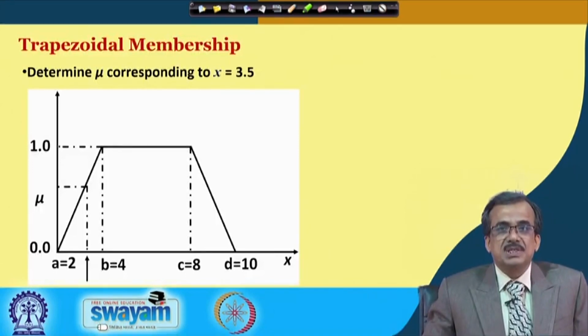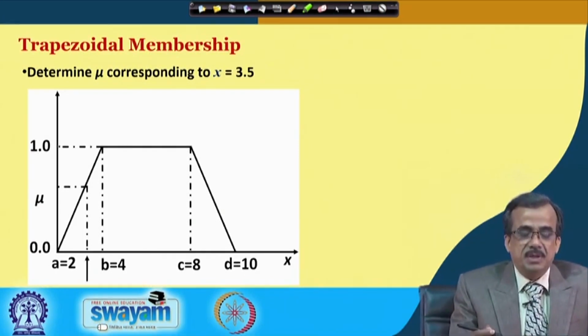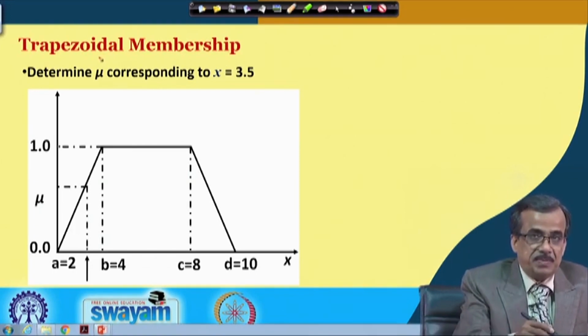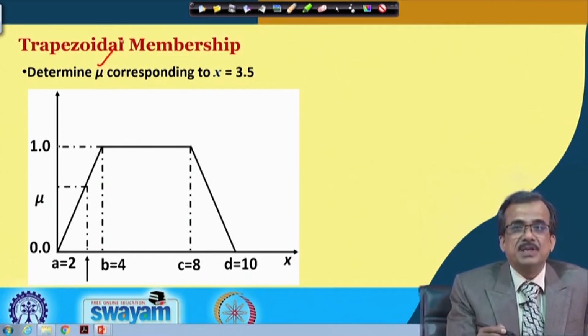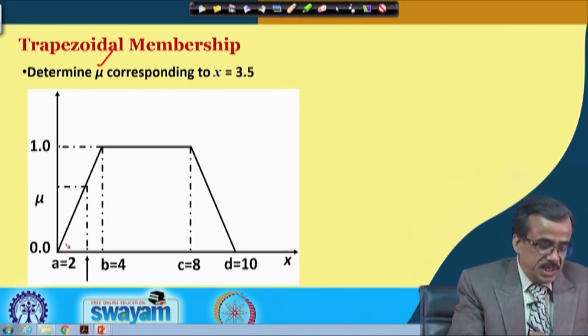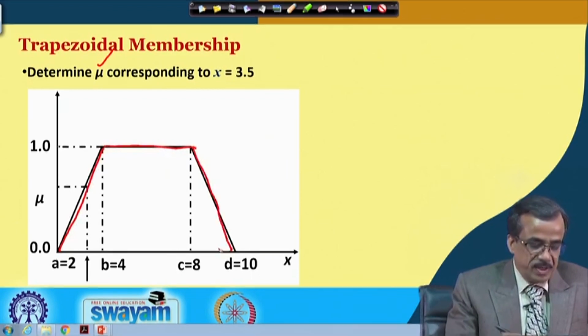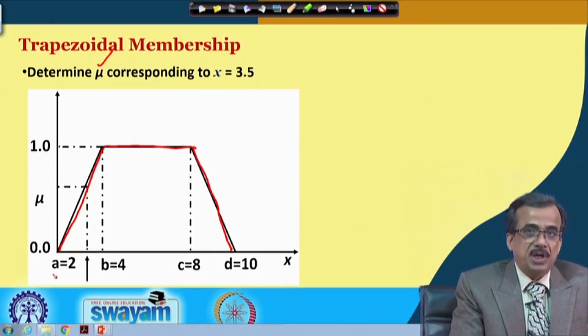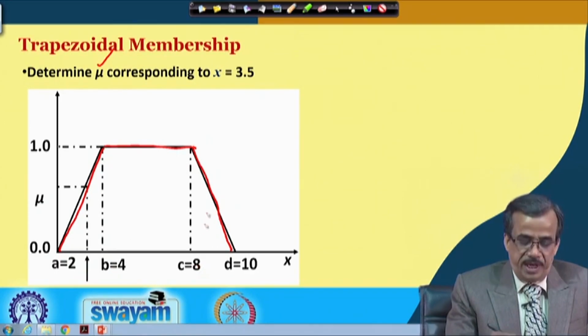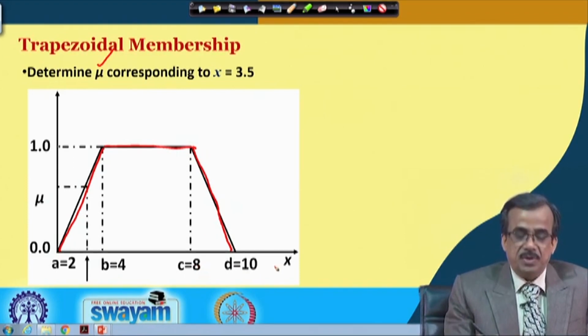Now, we are going to discuss what happens in case of trapezoidal membership function distribution. Once again our aim is to determine the value of mu, that is the membership function value corresponding to x equals 3.5. This is nothing but the trapezoidal membership function distribution. Here A is kept equal to 2, B is kept equal to 4, C is kept equal to 8 and D is equal to 10.